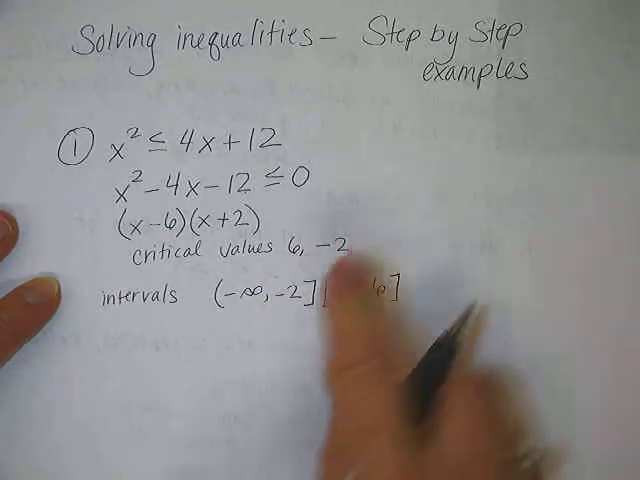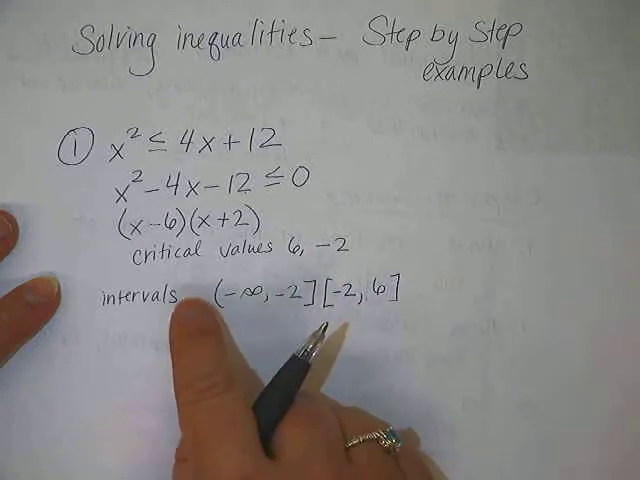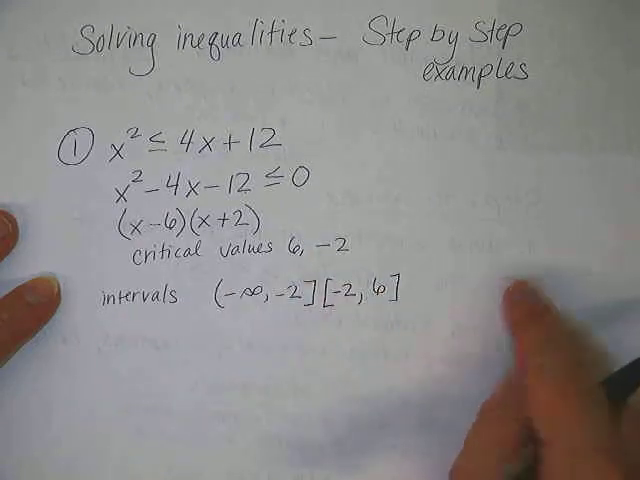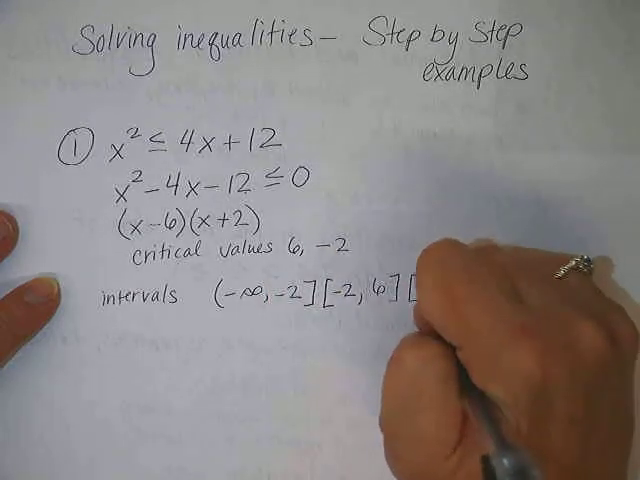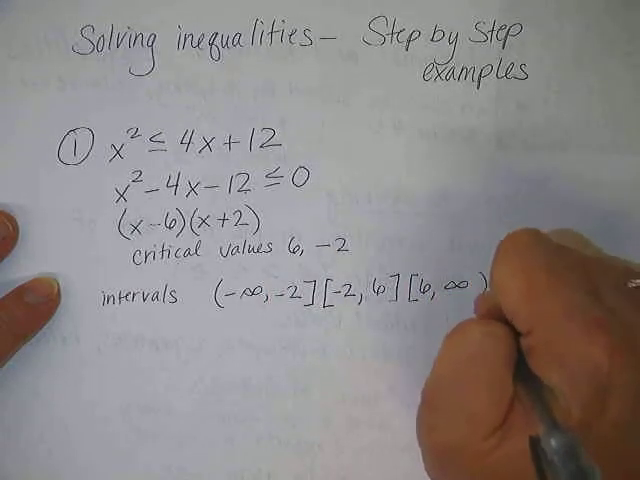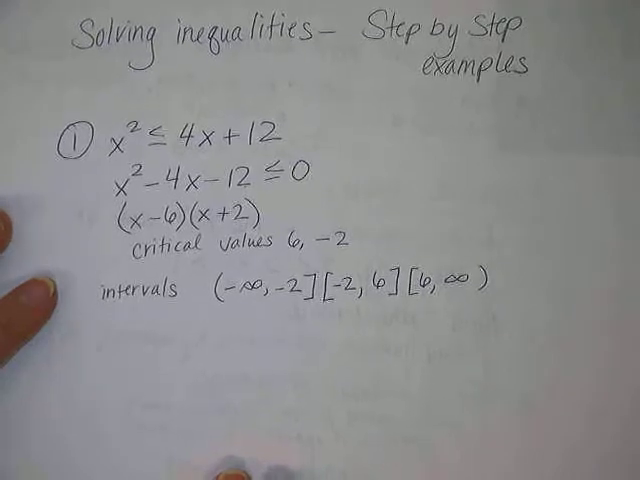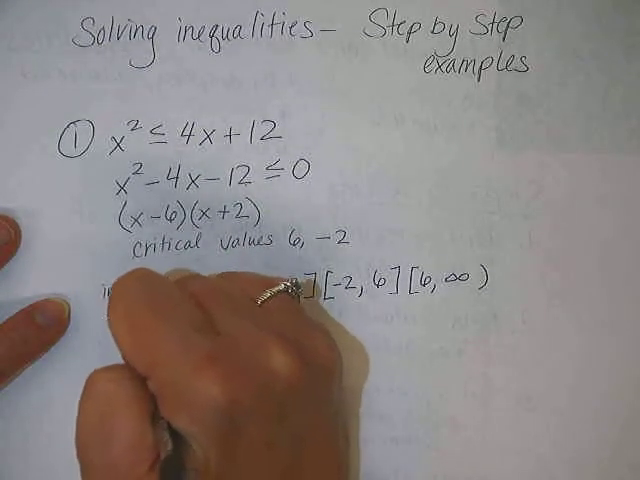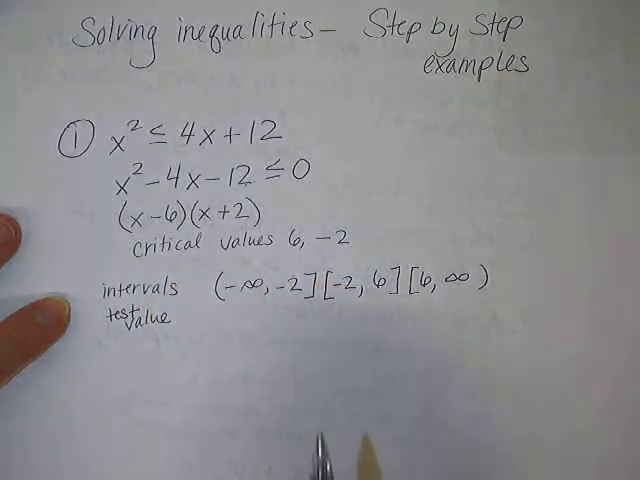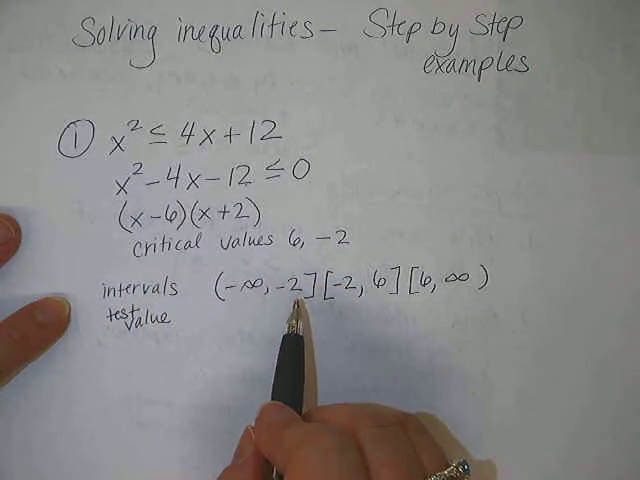Our next interval has to start where the last one ended and go to the next critical value. Make sure you're going in order of size, so your smallest negative numbers first to your largest positive numbers. Then our last interval, of course, starts where we left off and goes to infinity. There are the intervals. Now we're going to choose a test value for each interval.